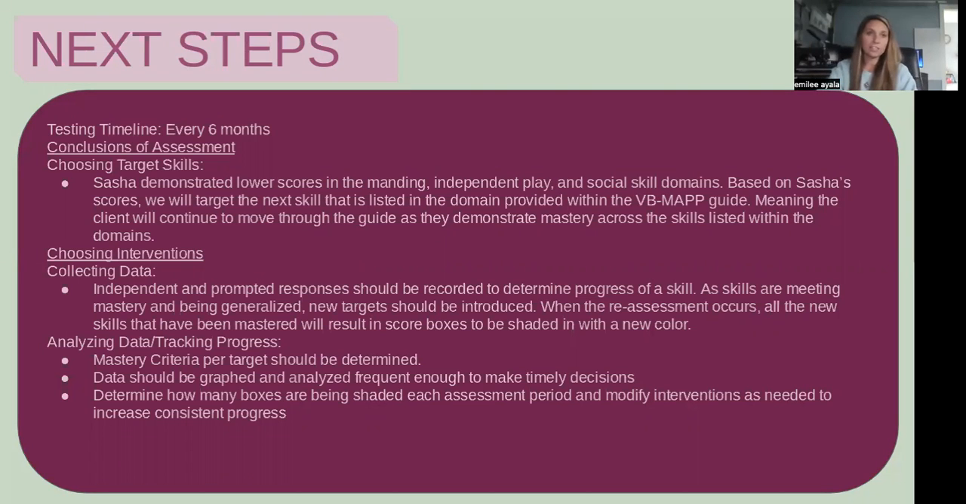Okay, so like Karina said, after looking closely between the 2 assessments, we decided that the VB-MAP would be the best choice for Sasha. Conclusions of this assessment showed her having lower scores in manding, independent play, and social skills. After looking at where she is on the VB-MAP, we are able to determine the next skill for her to work on and move through the guide until she masters that skill. When she shows progress and meets requirements for these skills, we will introduce a new skill for her to work on. And this information will be collected on a data sheet using a new color. This data will be graphed, analyzed frequently, and Sasha will be retested every 6 months to choose the next intervention.